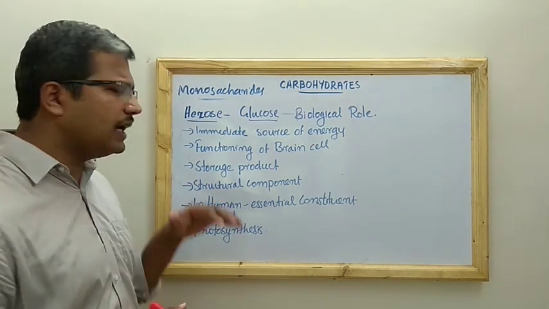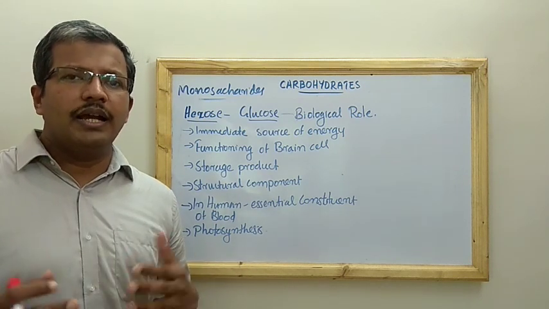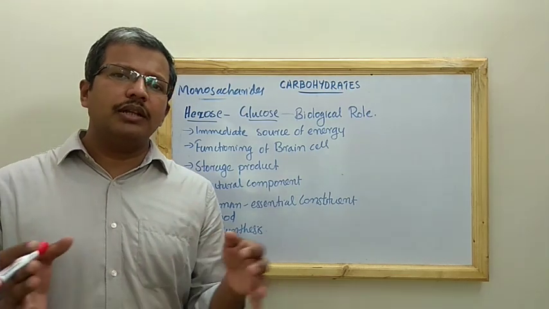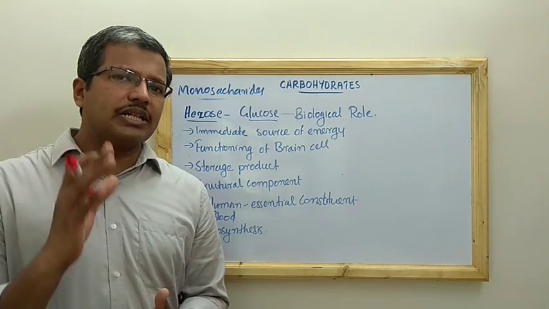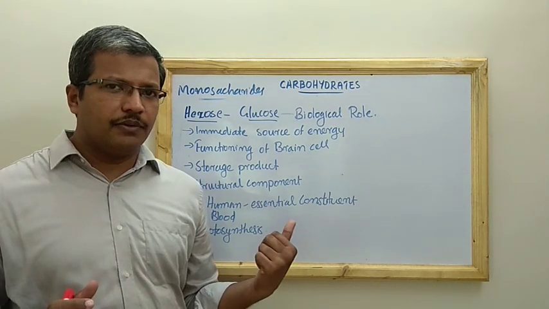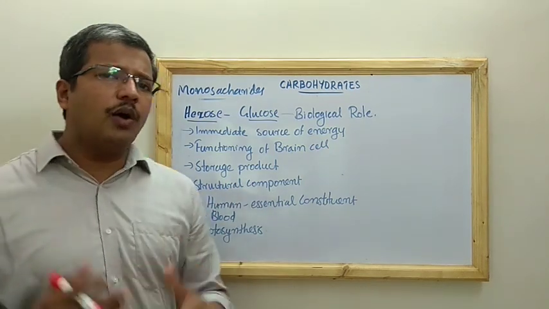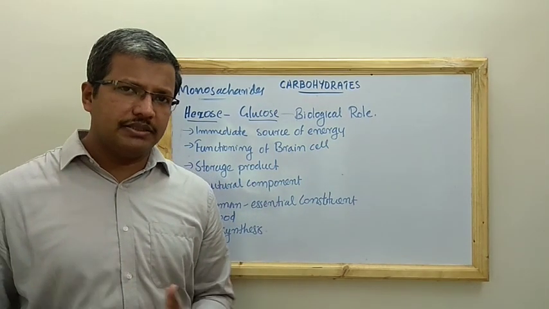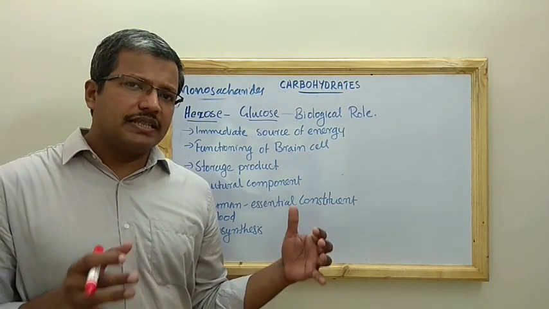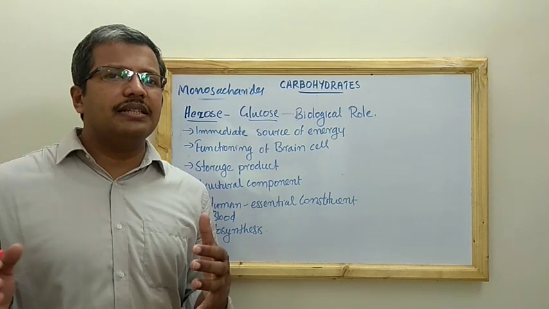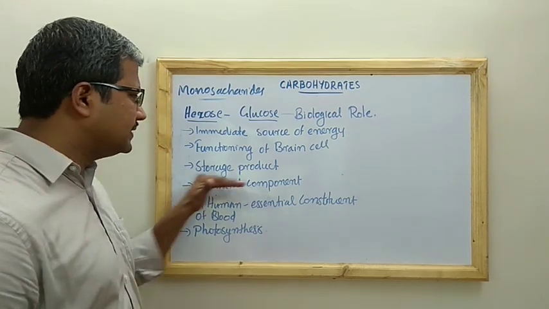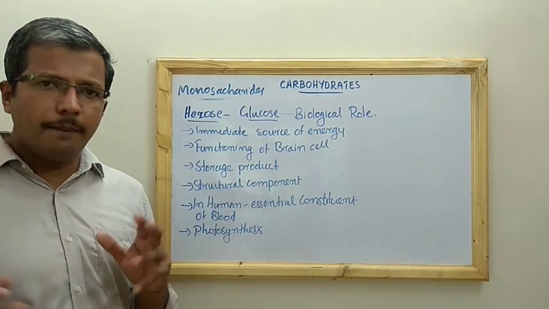Now we can see that it also acts as a structural component of animals and plants. How? Cellulose is the main component of the cell wall in plants, and that cellulose is formed of glucose, nothing else. So it acts as a structural component. Now, how does it function as a structural component in animals? We know that chitin is there. Chitin is formed of monomers of N-acetyl glucosamine, which is a derivative of glucose. So glucose is also acting as a structural component of animals and plants.